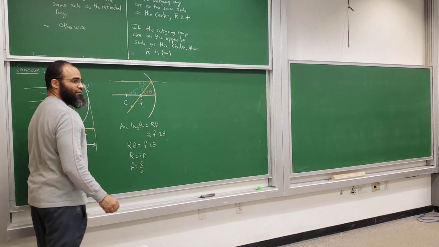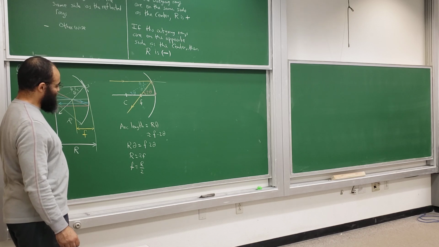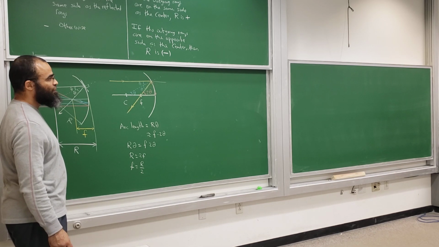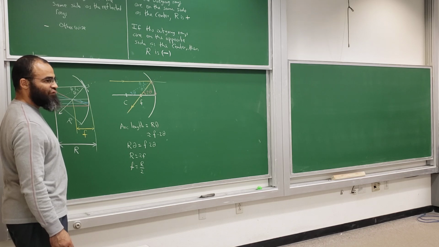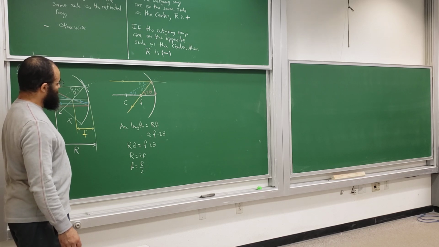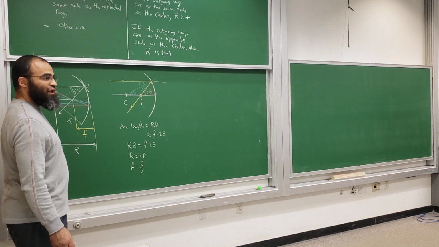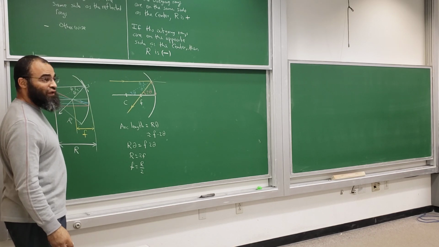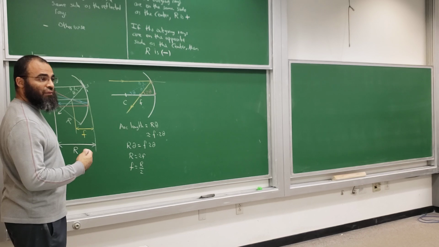R over 2. So the radius of curvature would be twice the focal length. Okay? Radius of curvature is equal to twice the focal length. Now we're going to try to find some images to get a feel for what's going on.